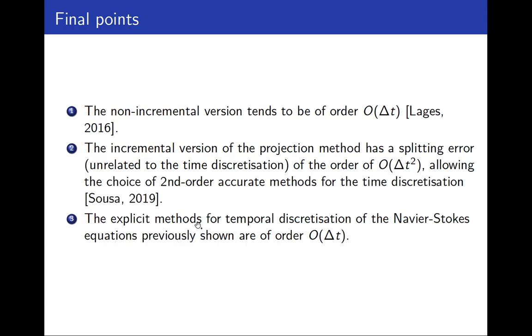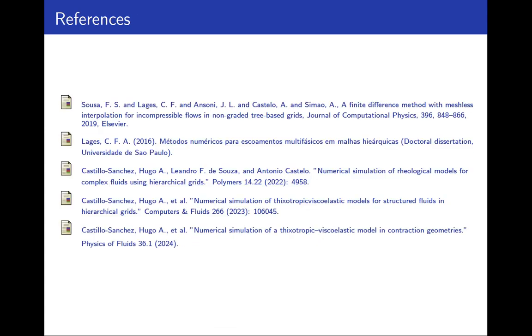And the explicit methods that I showed before for temporal discretization of the Navier-Stokes equations are of order delta t. So if you use these methods, you need to be very careful with the values of delta t in your simulations, because if you use slightly large values of delta t, you might experience some instabilities in your simulations. So here are some references.